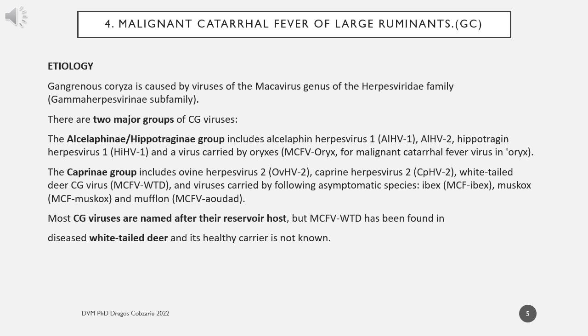The Caprinae group includes ovine herpesvirus 2, OvHV-2, caprine herpesvirus 2, CpHV-2, white-tailed deer MCF virus, MCFV-WTD, and viruses carried by the following asymptomatic species: ibex, MCFV-ibex, muskox, MCFV-muskox, and mouflon, MCFV-aoudad. Most MCF viruses are named after their reservoir host, but MCFV-WTD has been found in diseased white-tailed deer and its healthy carrier is not known.